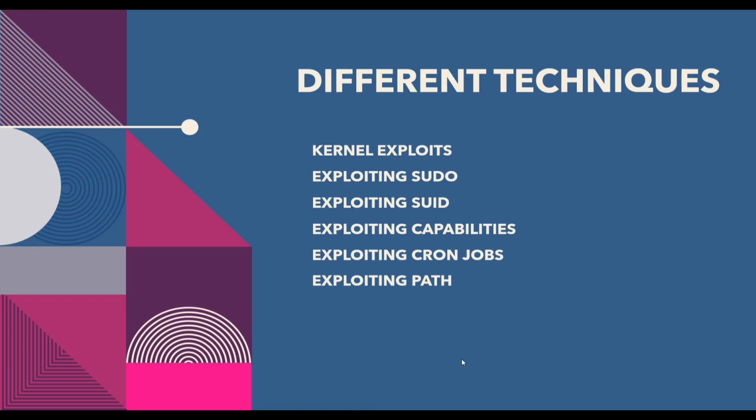The next one is exploiting cron jobs. As we all know, if we want to schedule any task on Linux, we use cron jobs. The last technique is exploiting PATH. PATH is simply an environment variable in Linux, which can be exploited to escalate the privileges of a user. Let's discuss them more in the next few slides, with practical labs also.